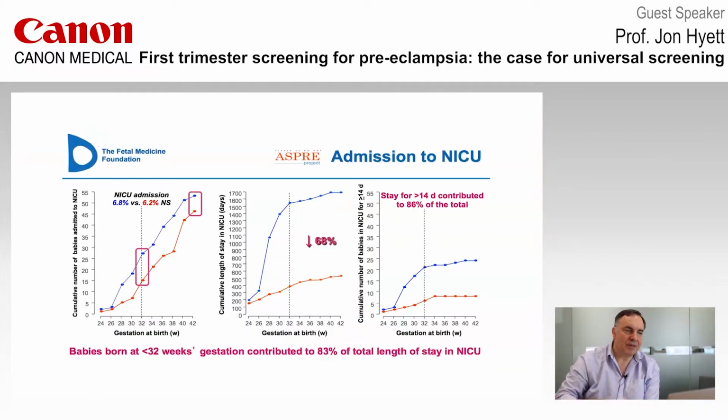Now, what was interesting about the ASPRE study was that they measured rates of NICU admission, and they didn't actually show a significant reduction in rates of neonatal admission. But they then went on to actually look at those individual cases of neonatal admission, and the middle chart of this slide shows that whilst they had a very similar rate of admission, they actually had 68% less neonatal days of admission, because these babies weren't being born as early, and therefore they weren't staying in the neonatal unit as long. And that becomes the crux of a financial argument for why you should screen for preeclampsia.